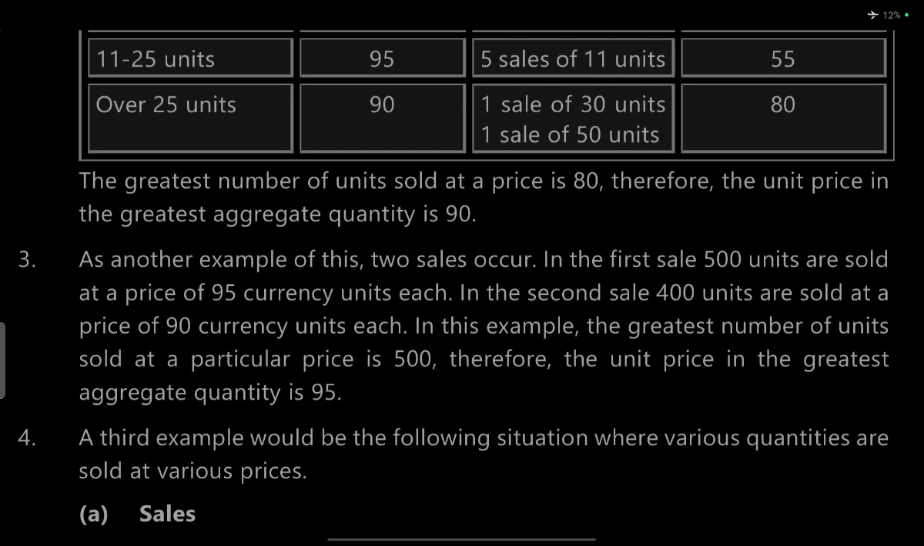As another example, suppose two sales occur. The first sale is of 500 units sold at a price of 95 currency units each, and the second sale is of 400 units sold at a price of 90 currency units each. In this example, the greatest number of units sold at a particular price is 500. Therefore, the unit price in the greatest aggregate quantity is 95.